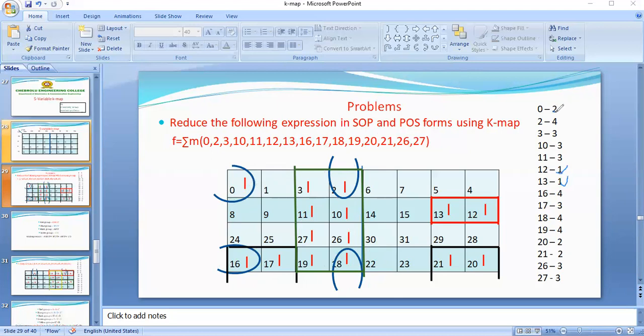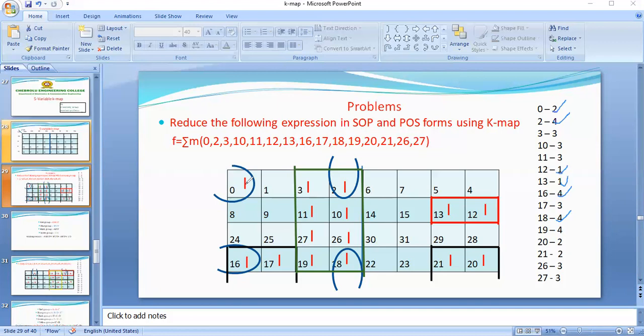So you have to put a tick mark on 0, 2, 16 and 18. Okay, so you have to group the maximum number of possibility. Here the maximum number of possibility is 4. So we have no other choice to do 8 cells or 16 cells.